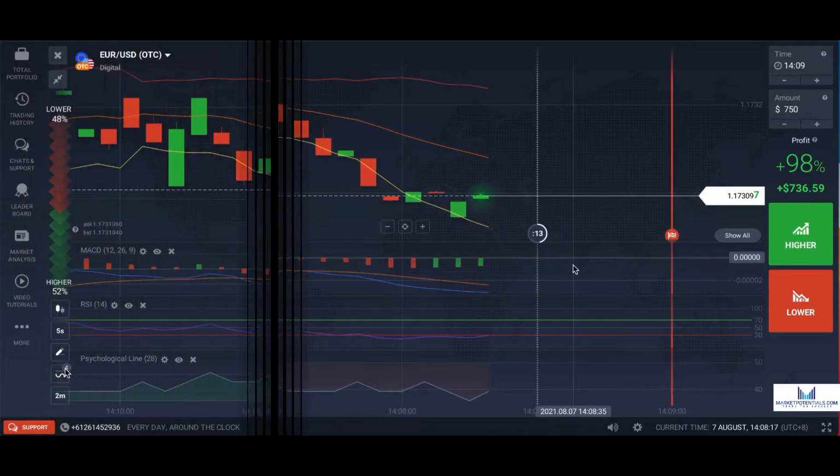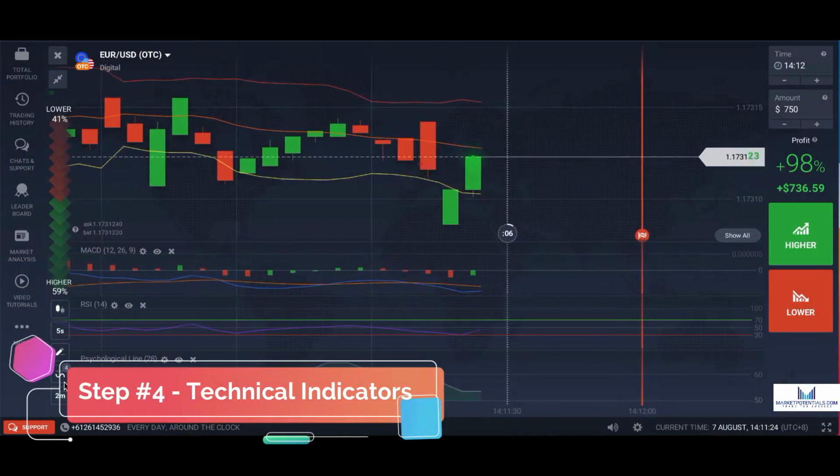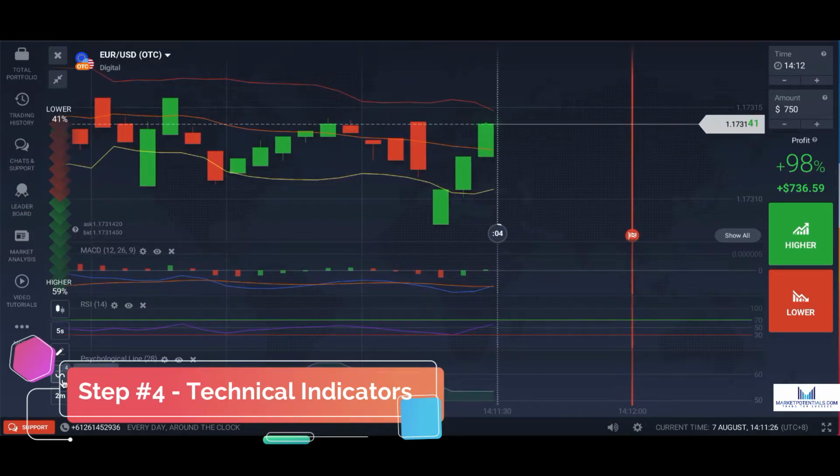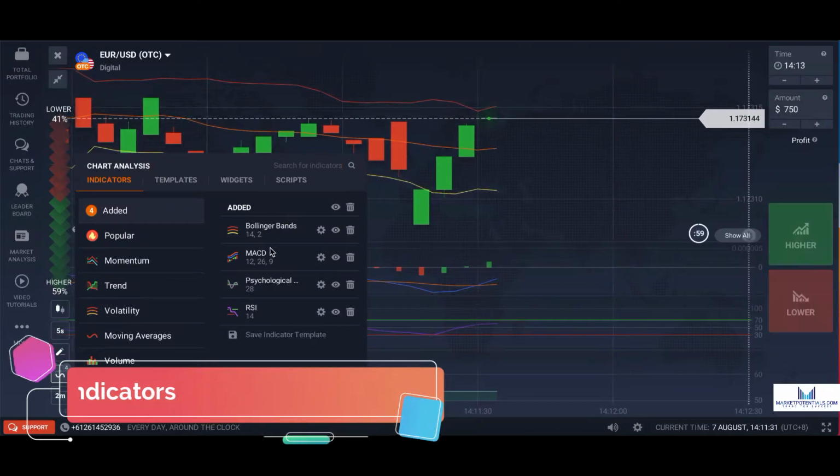About technical indicators that assist you in making the trade and understanding them. You're just going to come down here to this button that says indicators, and you can see exactly the ones that I'm using.